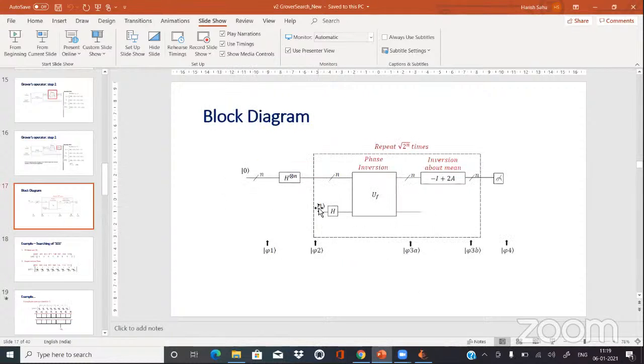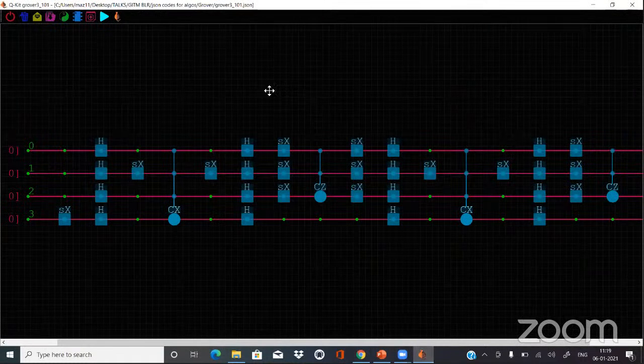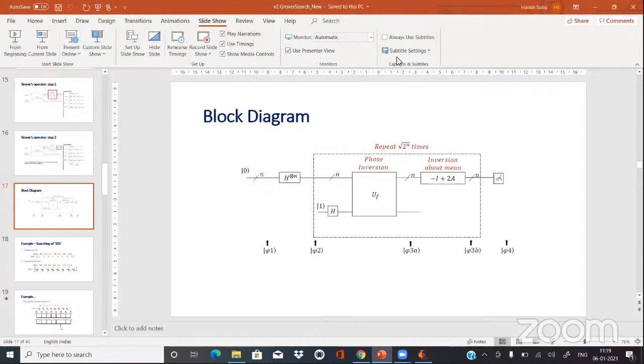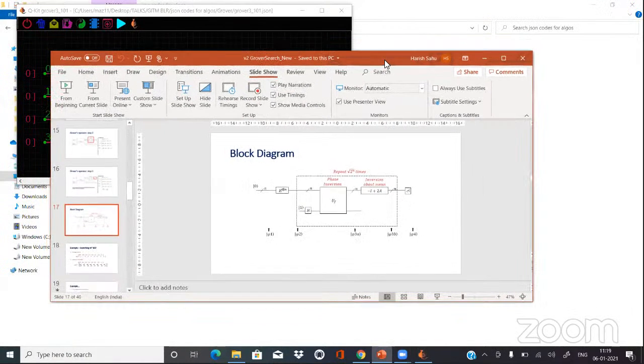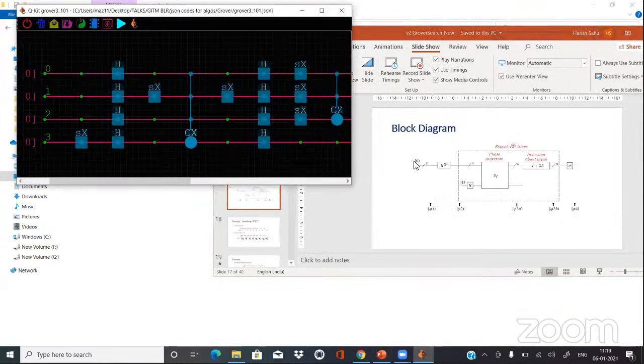So this is the step we are at. All bits are initialized with 0 and one bit is initialized with 1. See here. Is this diagram visible? Yes, sir. Okay, so the first step is done. Then we have to apply Hadamard, and here also Hadamard. Okay, this is done.